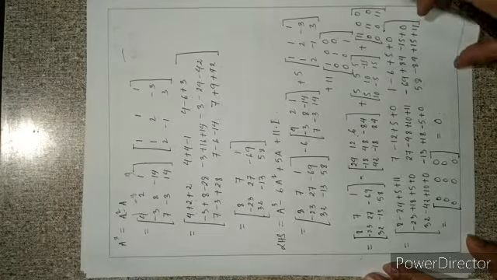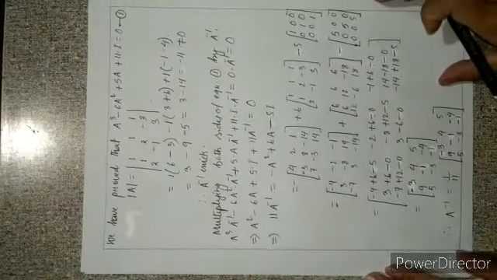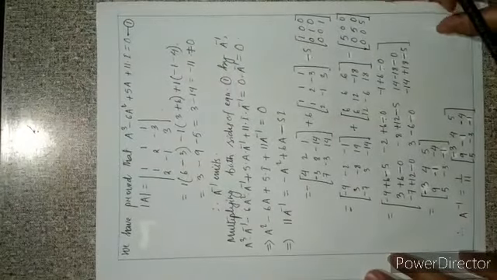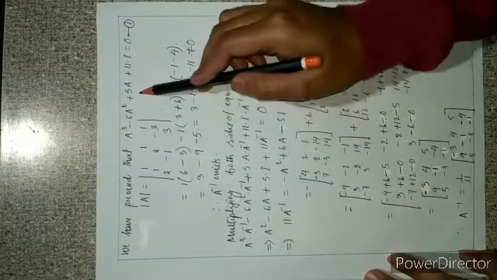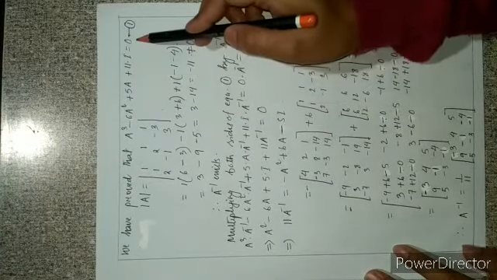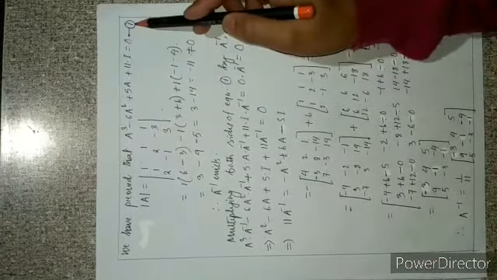Here we have proved that the left hand side is equal to the right hand side. Then we need to find A inverse. We have proved that A cube minus 6 times A square plus 5A plus 11I is equal to 0.